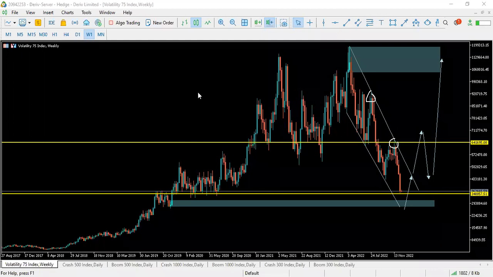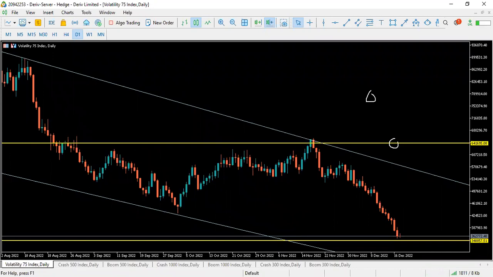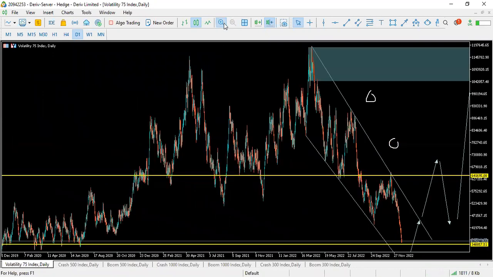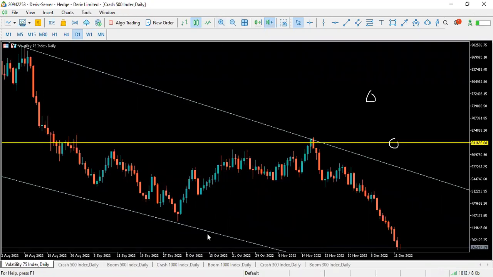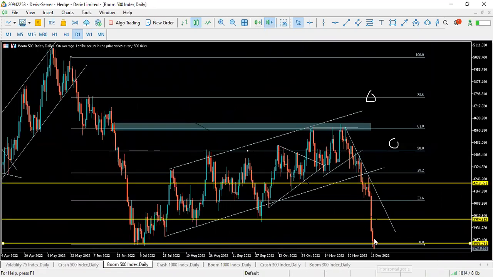If you go down to the daily, you see the same thing. Touch here. So I'm still waiting for it to fully touch my zone for us to start buying. So far, we can't buy. Boom 500 as well, it just touched my zone. I'm just waiting for the candle to close above it. Then we can buy Boom 500.